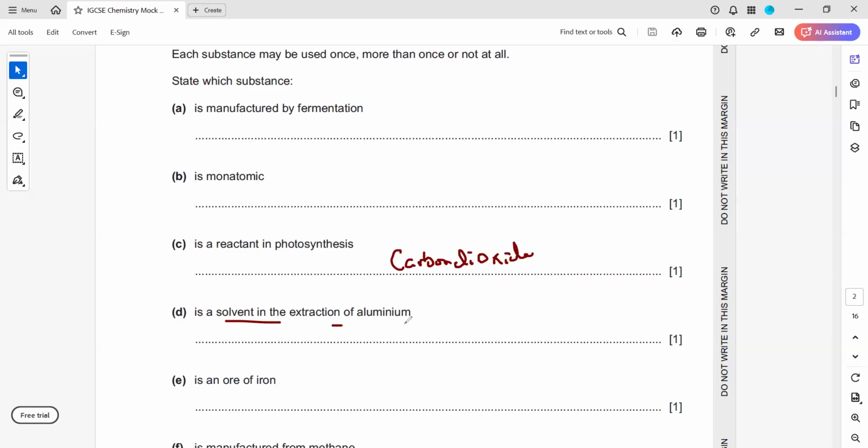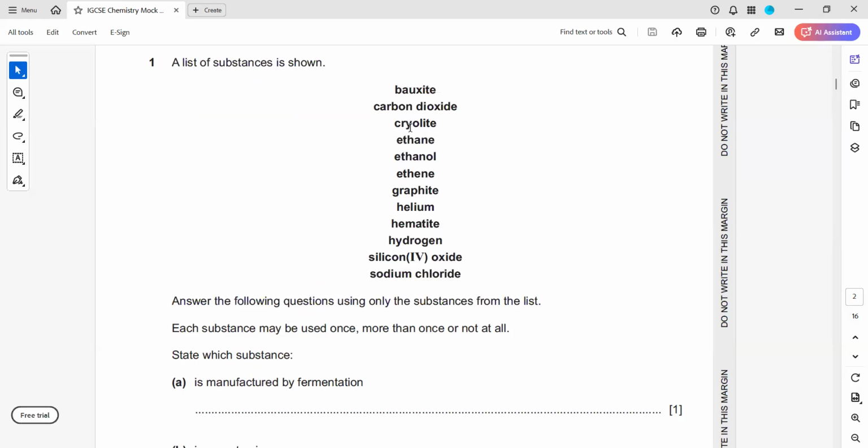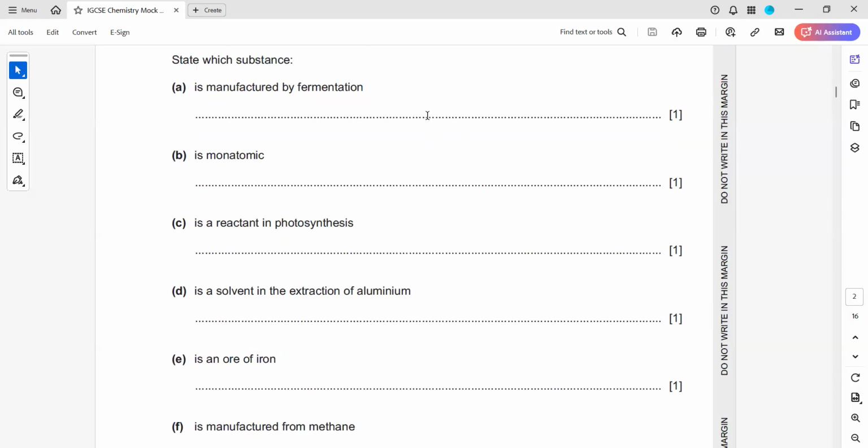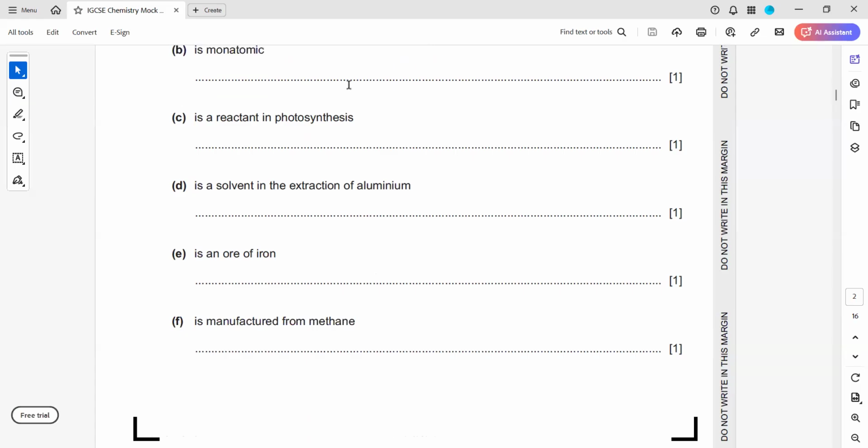Is a solvent for extraction of aluminium, like we dissolve aluminium oxide in this. So what is the solvent for it? So we have cryolite. Hydrogen is H2, it's diatomic. So for aluminium, we use cryolite.